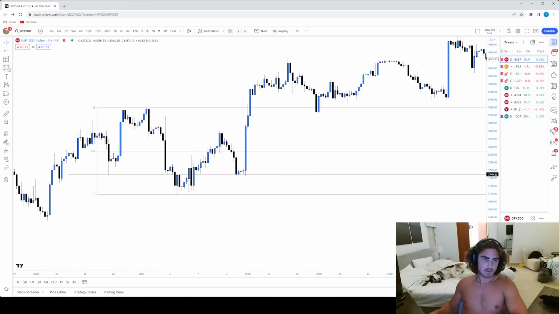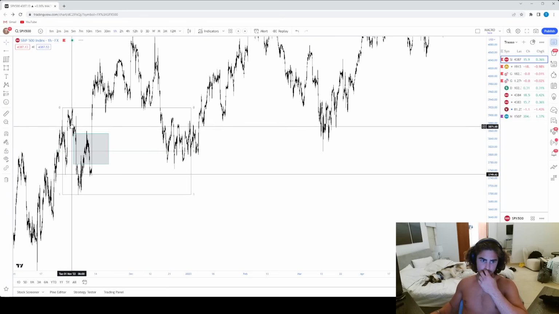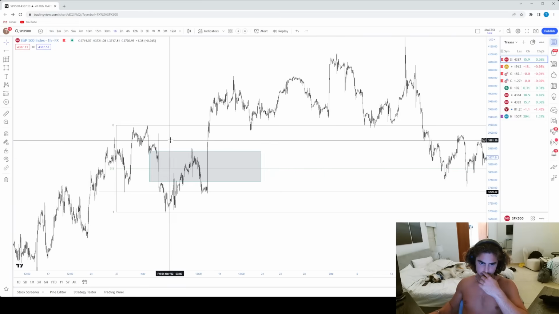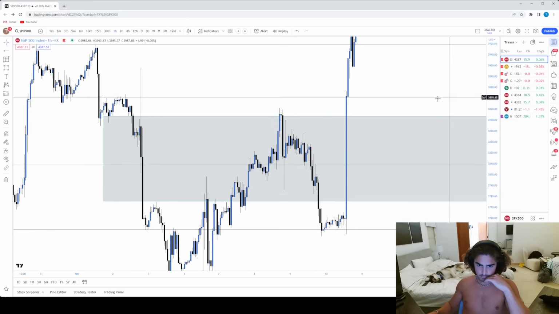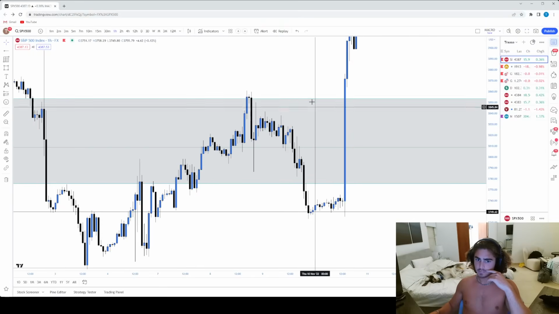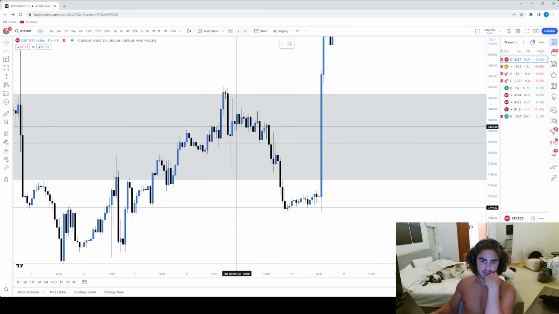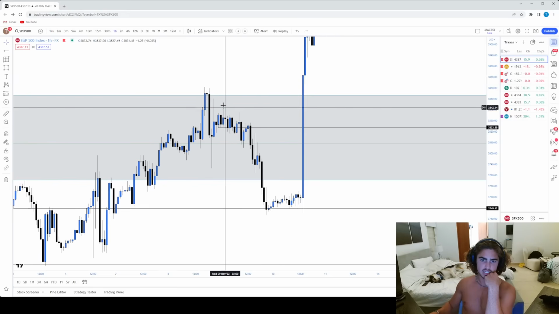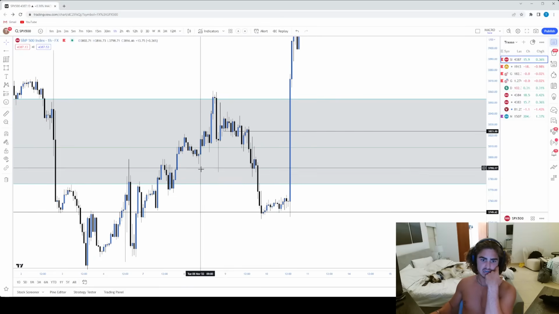What did I see? I saw price filled this massive imbalance within here. Then what did I do? Scale down to the 1-hour. Get real precise with this, man. Okay, we saw a 1-hour break of structure to the downside. What did I do? I shorted it, stops above here. Where did I target? Previous areas of liquidity.